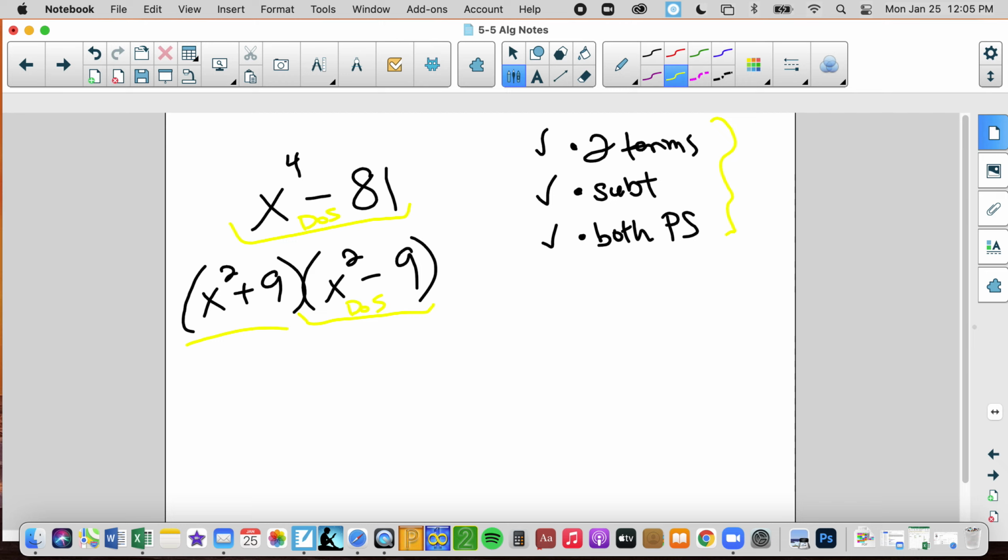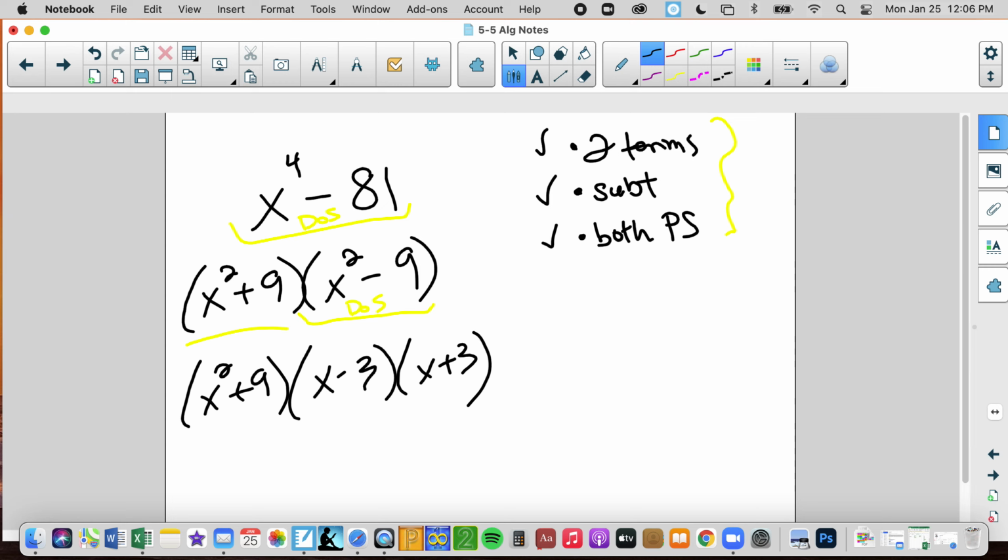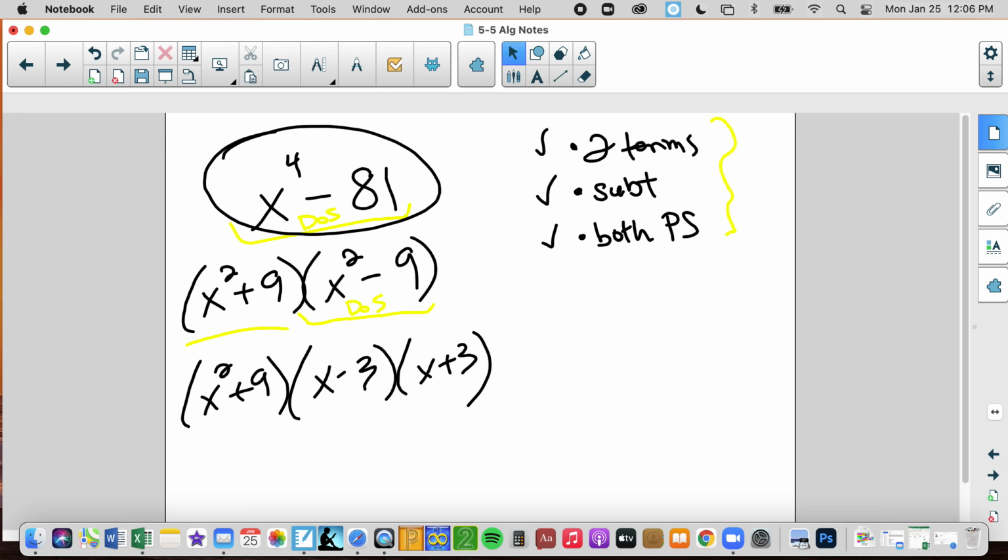That needs to stay. But we need to see that this one holds all three characteristics, and both are perfect squares. So I would leave this, but I can factor this. That factors to x minus 3, x plus 3. So that is a tricky question where you have a difference of squares and one of its conjugates is also a difference of squares. So be careful of that one. That's a tricky one. Come and see me if you have questions.